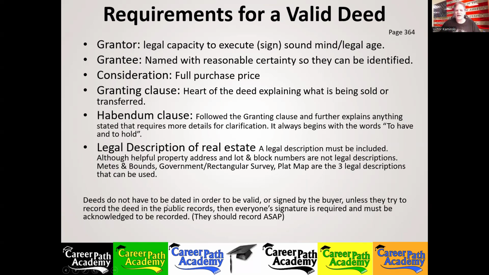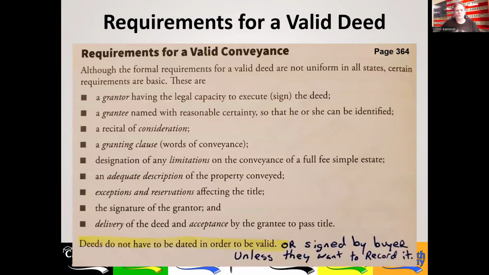So deeds do not have to be dated in order to be valid. They don't need to be signed by a buyer either, unless they try to record it in a public record. And then everyone's signature is required, and they must be acknowledged in order to be recorded, you know, to prove that the signatures are genuine. It's not a forgery. So I guess we could just highlight here, deeds do not need to be dated in order to be valid or signed by the buyer unless they want to record it.